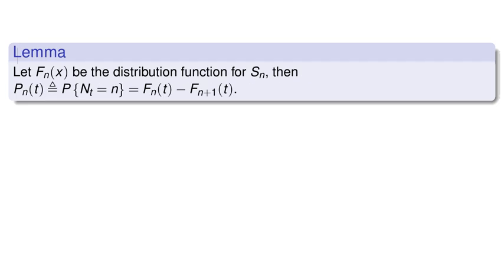Here is another lemma connecting the distribution of arrival times to the probability mass function of the counts. Let F_n(x) be the distribution function for the nth arrival time, S̃_n. Then P_n(t), which is defined as the probability that N_t equals n, is equal to F_n(t) minus F_{n+1}(t).